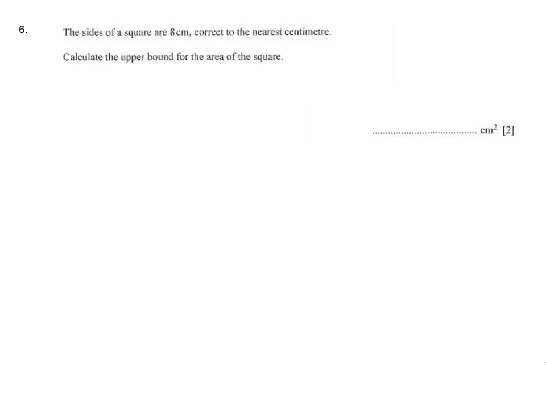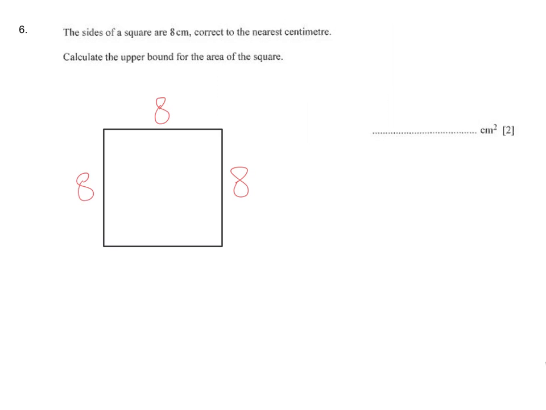Right, upper bounds, love upper bounds. So we've got a square which will look like this. There we go, that's a square, and so it has 4 sides, each of 8 centimetres, and we've got to find the area of the square. So obviously we've got to do 8 times 8, which is 16.